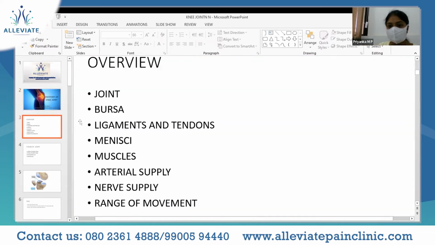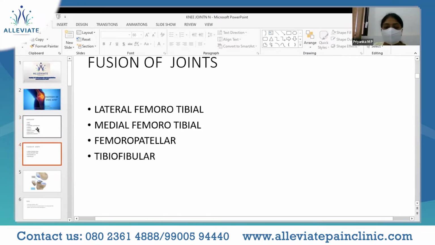So I will be discussing under the following headings: some information on joint per se, then bursa around the knee joint, ligaments and tendons, menisci and muscles around the knee joint, arterial supply, nerve supply, and range of movement of the knee joint. So knee joint is a complex joint. It is formed by all the following joints: on the lateral side, lateral femorotibial, medial femorotibial, femoropatellar, and tibiofibular. All together is the knee joint complex.